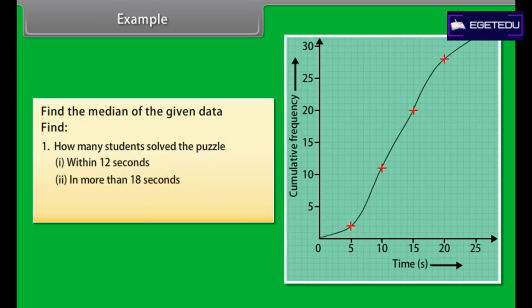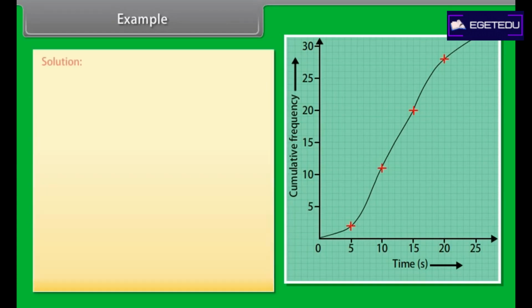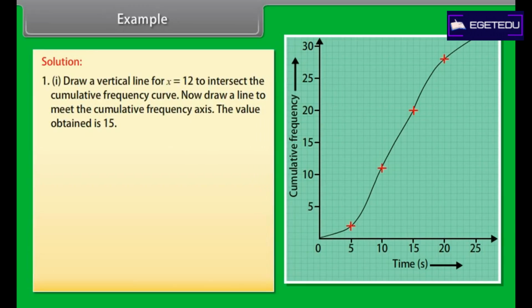Example: find the median of the given data. Find 1. How many students solved the puzzle within 12 seconds, in more than 18 seconds. 2. The time by which 28 students had solved the puzzle. Solution. 1. Draw a vertical line for x as 12 to intersect the cumulative frequency curve. Now draw a line to meet the cumulative frequency axis. The value obtained is 15. 15 students solved the puzzle within 12 seconds.